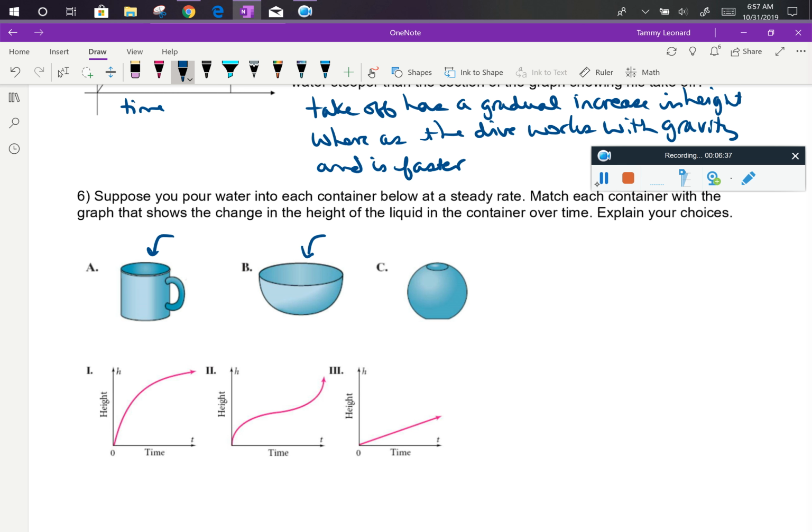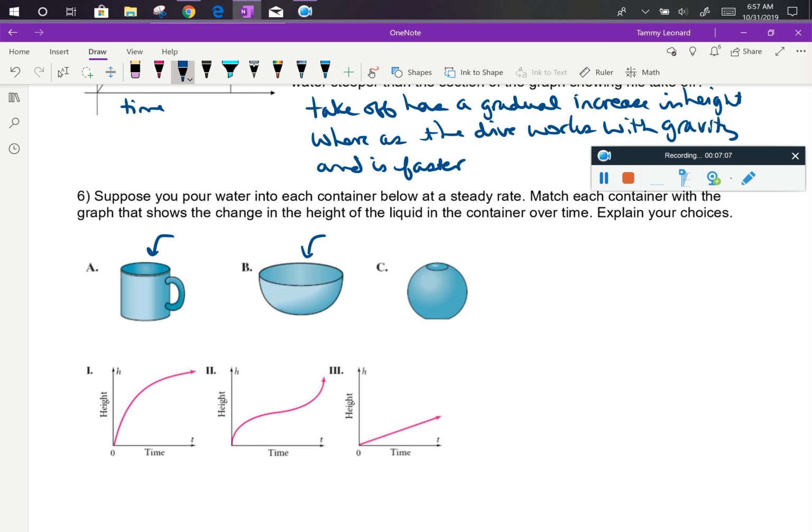If we look at the bowl, the bottom of the bowl is narrower than the top of the bowl. So at first, the height would increase fairly quickly, but then as the bowl gets wider and wider, the water is sort of spreading out as it's filling up. So the water level is going to rise more slowly, even if the same actual amount of water is going in at the same time.